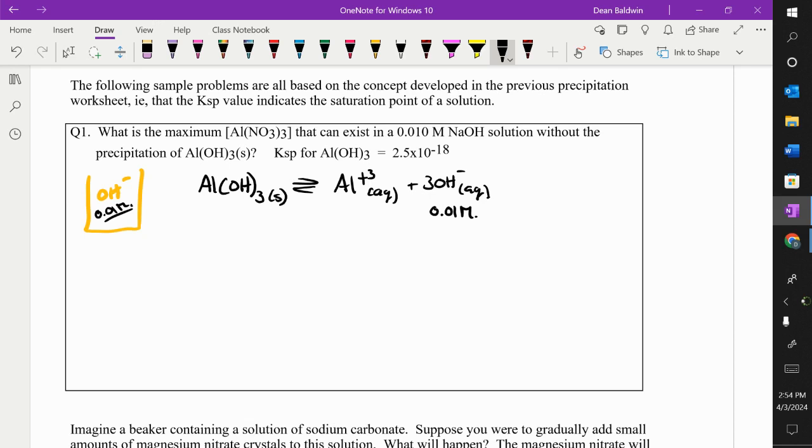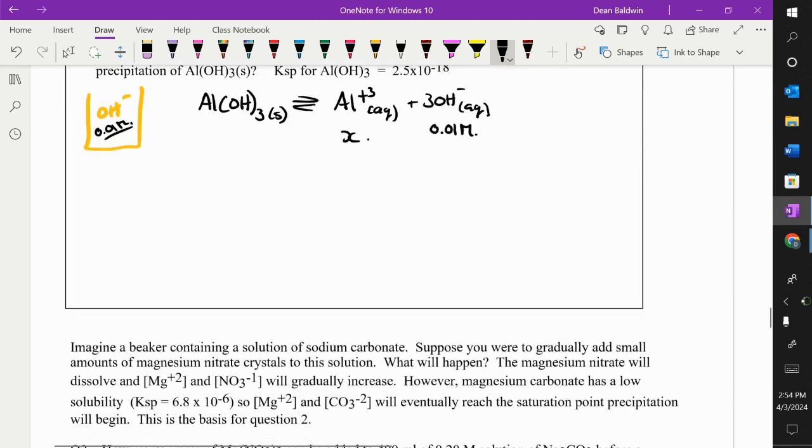How much aluminum can we add? That's what we want to know. So what do I put here? X. Unknown. I don't know what it is. It's a certain amount. Okay? Then what do we do? You just did a bunch of them. Write the KSP expression. It's going to be the concentration of aluminum times the concentration of OH minus to the power of 3.